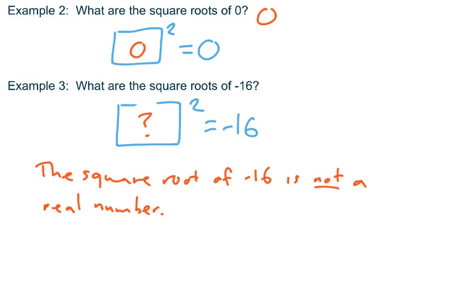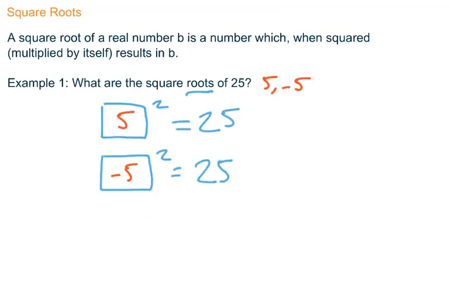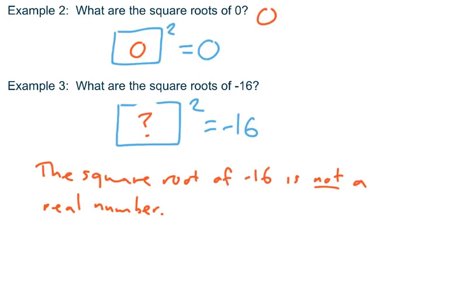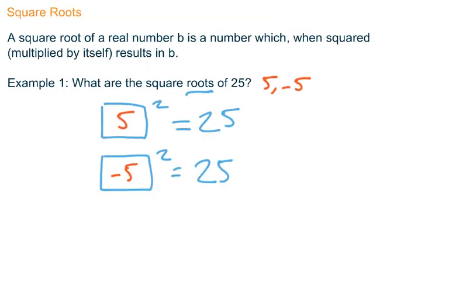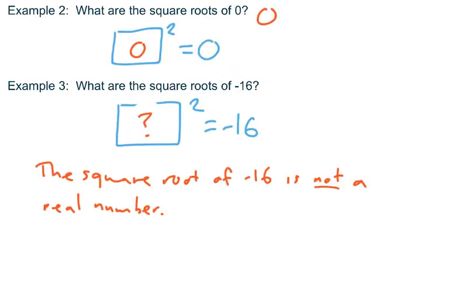So sometimes numbers have two square roots. Sometimes they only have one. And sometimes they don't have any that are real numbers. Depends on whether the number you're taking the square root of is positive, 0, or negative.